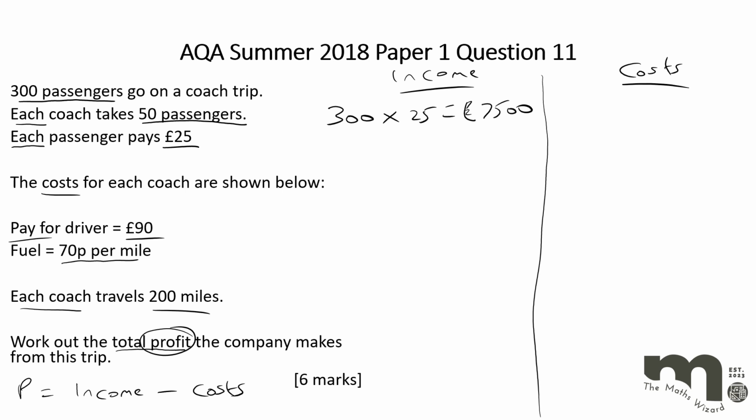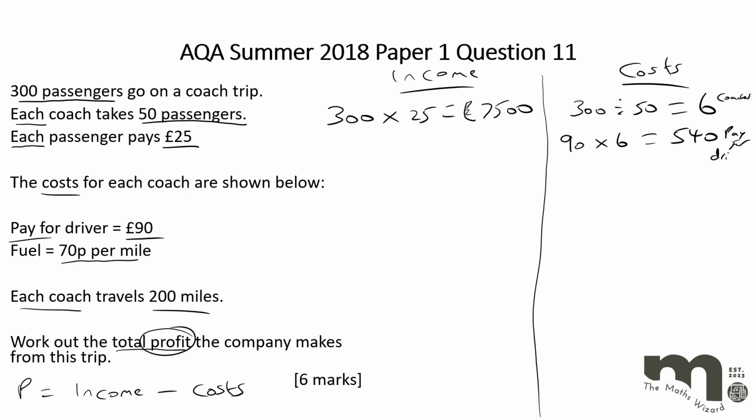Now our costs, we've got to pay the drivers. We need to know how many drivers we need to start with. Well, if we've got 300 passengers and we have 50 passengers per coach, means we're going to need 6 coaches. 300 divided by 50 is 6. 90 times 6 is going to be 540. So I'm just going to write down here coaches, and that's the pay for the drivers just there.